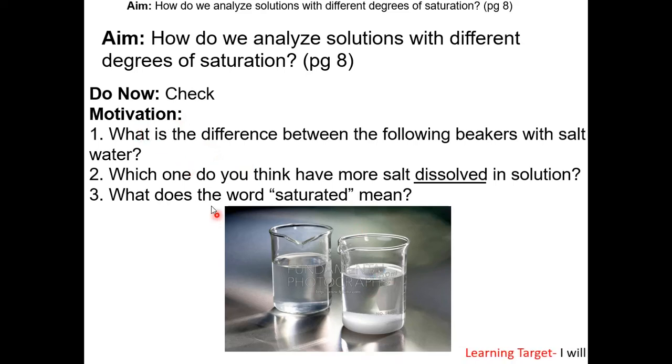Motivation. Take a moment to answer these three questions. Question 1. What is the difference between the following beakers with salt water? Question 2. Which one do you think has more salt dissolved in solution? The beaker on the left or beaker on the right? Question 3. What does the word saturated mean? Once you have an answer to each of these three questions, you can move on to the next slide.